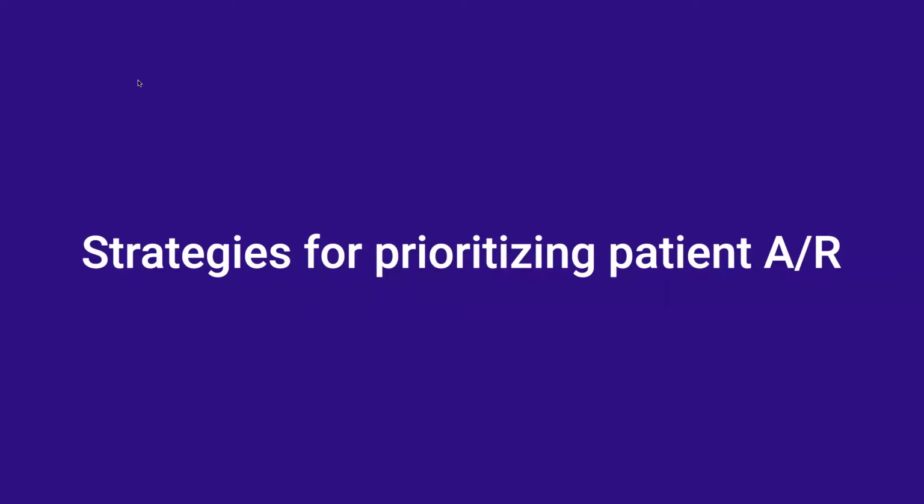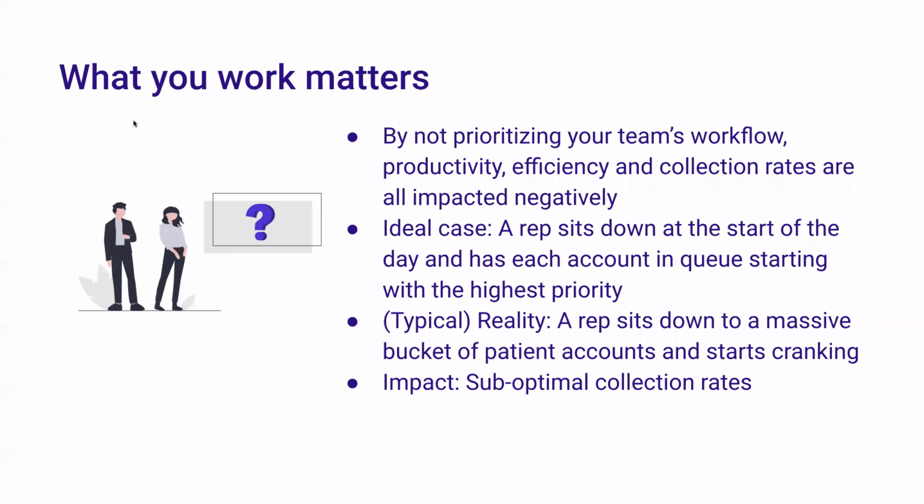You've probably done a great job starting to work on the insurance components of your open accounts receivable by looking at what type of denial it is, what our timely filing is, our appeal window. And the same logic needs to be factored in when you're thinking about strategies for prioritizing your patient accounts receivable. What you work matters. You can't just take, let's say you have 10,000 open patient balances, a random handful and expect to be really efficient in collecting if you don't have a prioritization method in place. By not prioritizing your workflow, you're most likely impacting productivity.